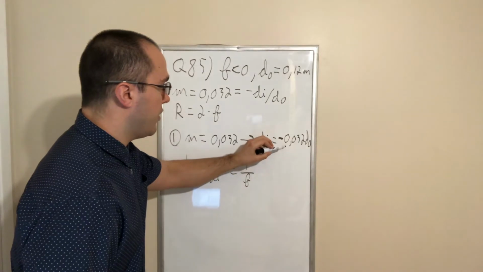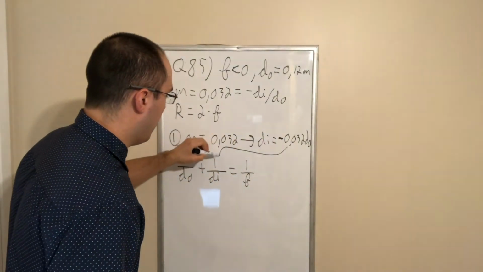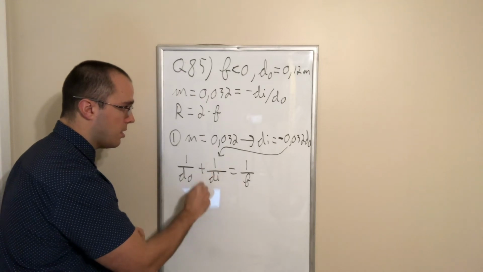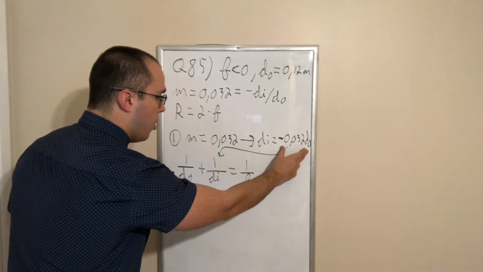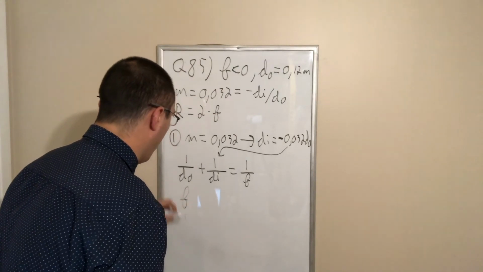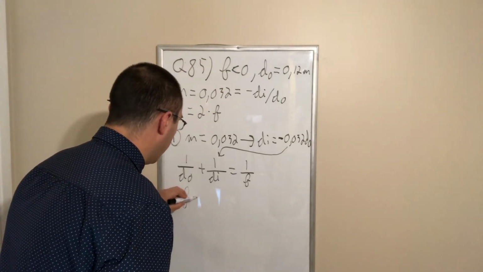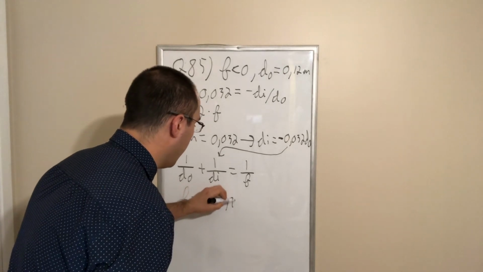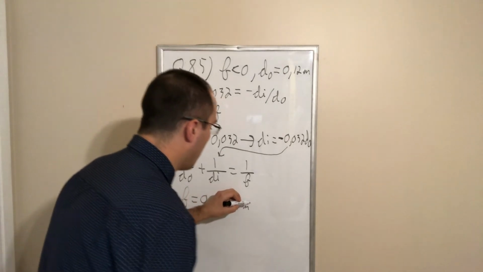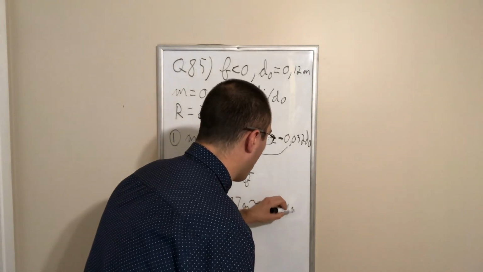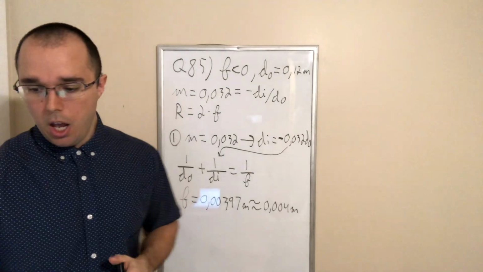if we take the distance of the image over here and plug it into that section over here, so we replace the distance of the image with that value, well, now we can isolate the value for the focal point. The focal point will be 0.00397 meter. It's roughly equal to 0.004 meter, or 4 millimeters if you prefer.